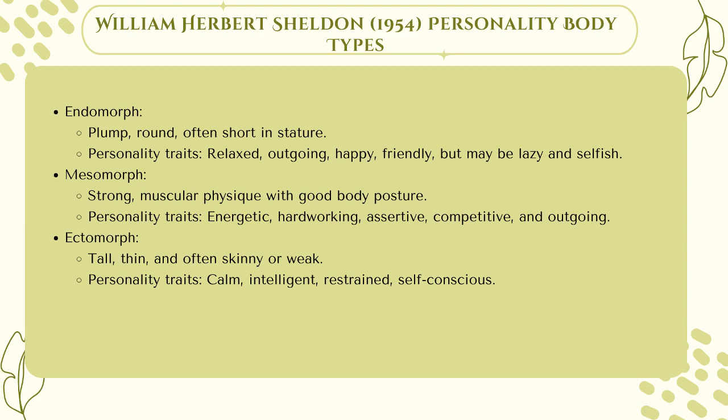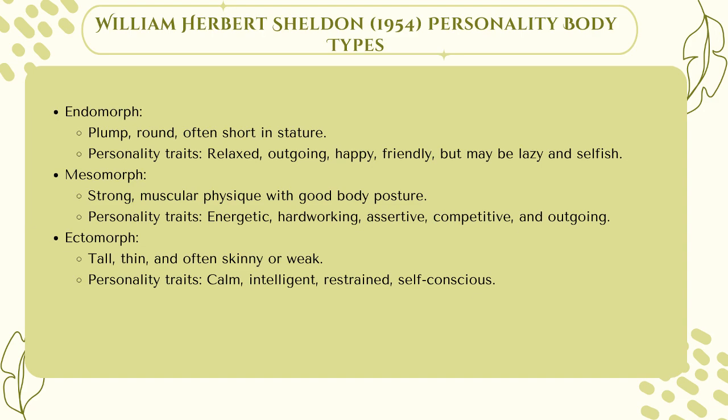Atlas of Men. An American psychologist, William Herbert Sheldon, in 1954, in his book Atlas of Men, categorized people according to 3 body types and related those physical differences to differences in personality. The first one is endomorph. These people are plump and round, usually short, with a relaxed and outgoing personality, happy, friendly, although they are lazy and selfish.